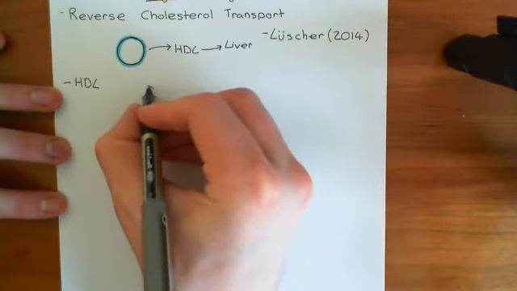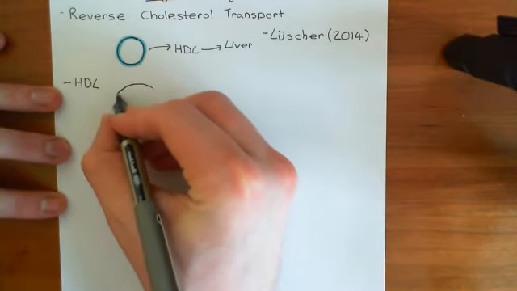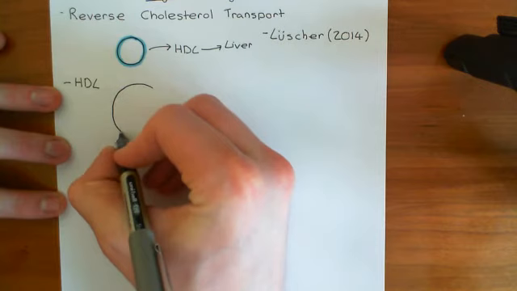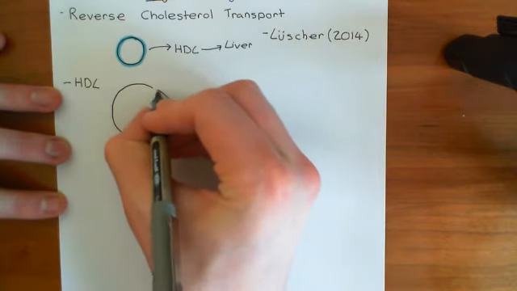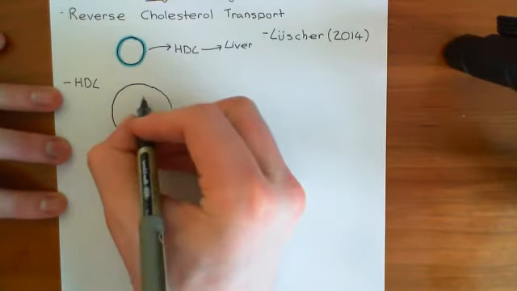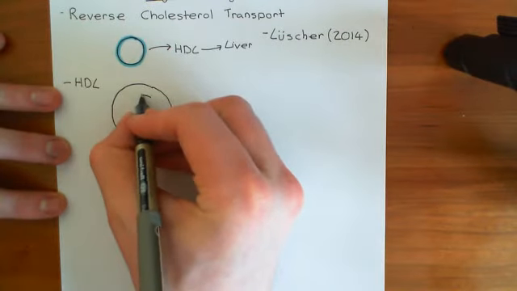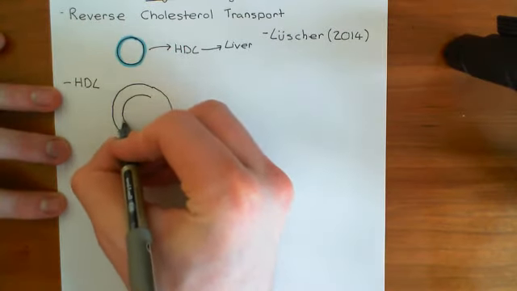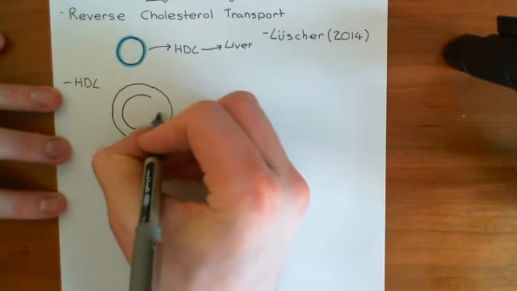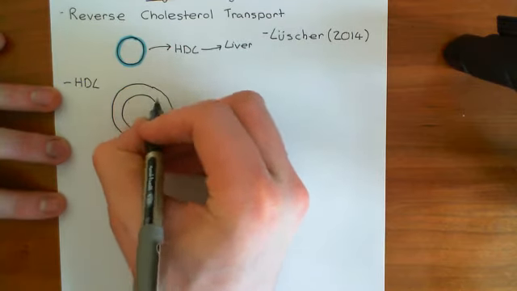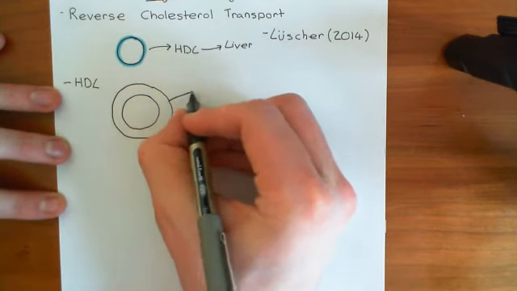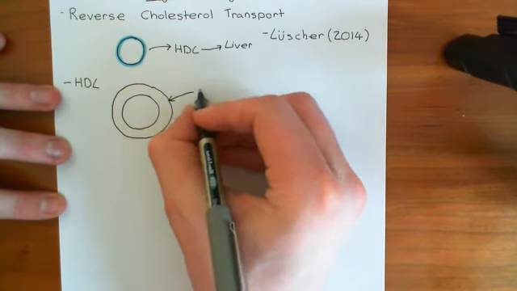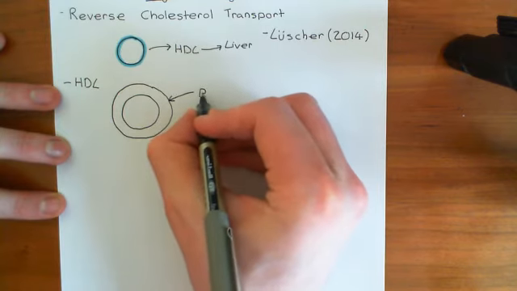Okay, and the basic idea is that they are spheres of lipids. Let me draw one of these. So here is the sphere. The outer surface of this sphere is going to be made up of phospholipids. So what you're going to have lining the outer surface of the high-density lipoprotein particle is a phospholipid monolayer.